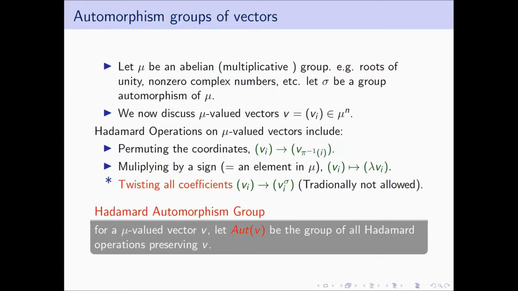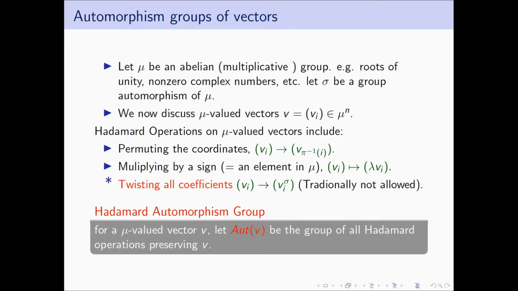So what would Hadamard operations be on vectors? One could permute those vectors, but one could multiply them by a fixed number in mu, and also one can apply sigma to change the elements by some automorphism of mu. And when I came here, this is the idea of a twist.